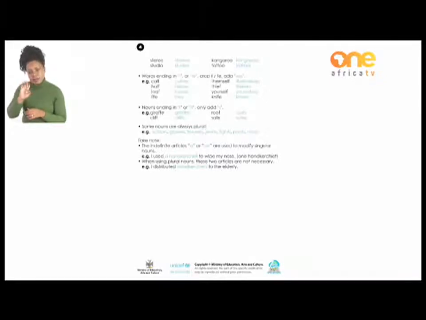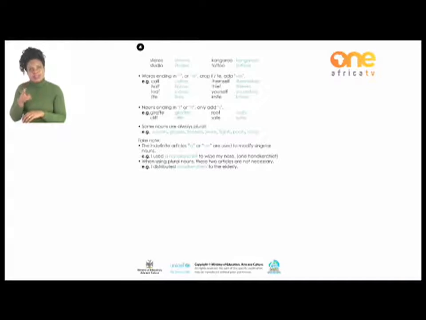For example, scissors, glasses, trousers, jeans, tights, pants, tongues. They are always in the plural.